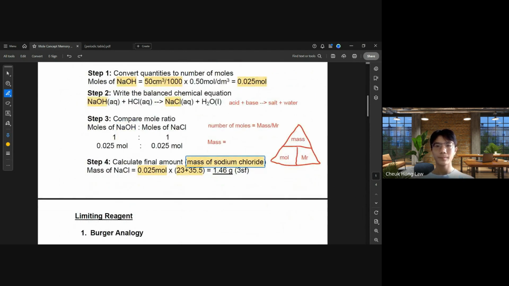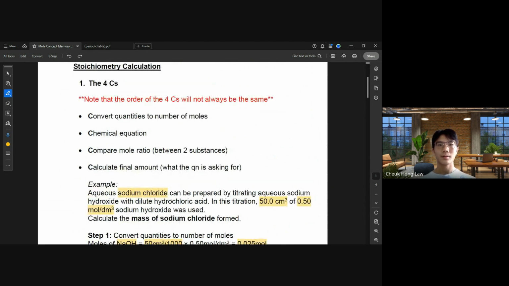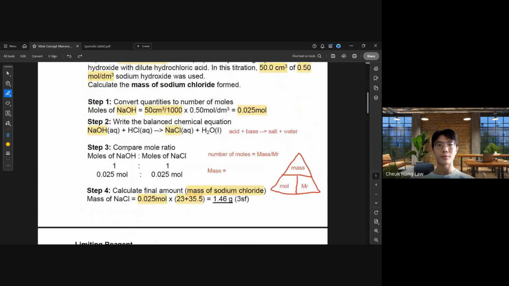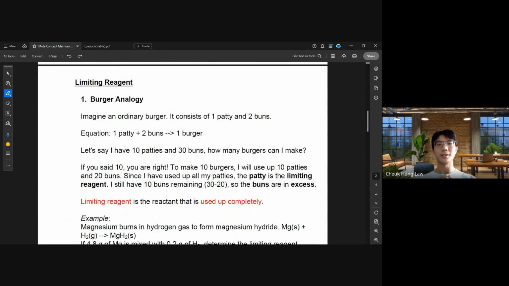Sometimes the question will give you the chemical equation, so you don't have to write it down. But if the question doesn't, in most cases, you do have to write the chemical equation. All right, so that's for stoichiometry calculation. Next, let's talk about limiting reagents.